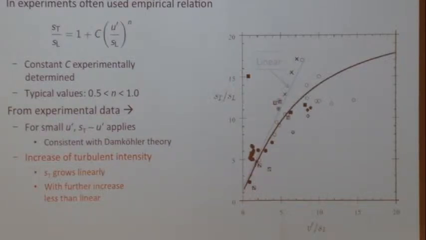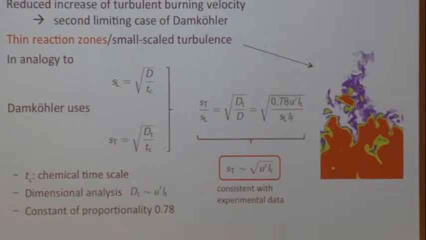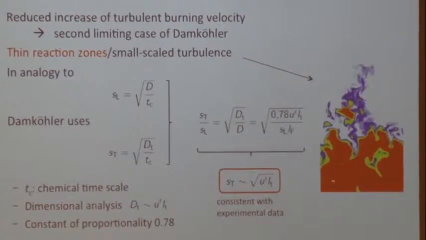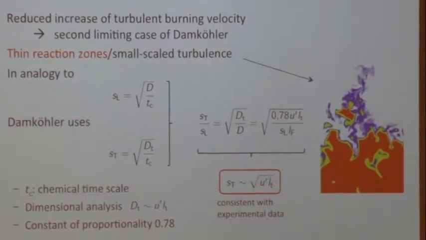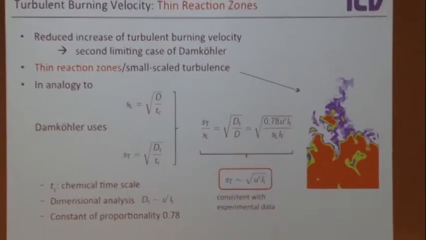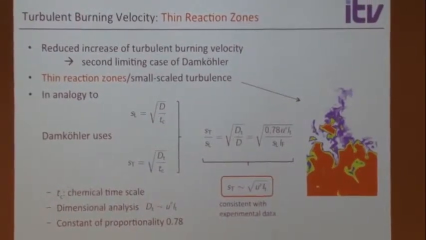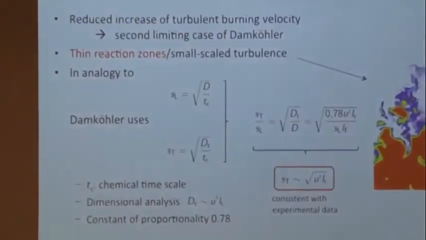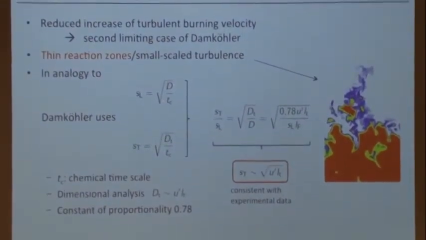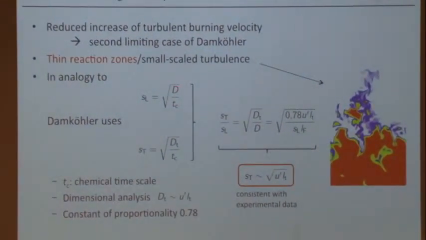Okay? So that was the corrugated flame regime, a model for the corrugated flame regime. Now, this is what Damköhler did for what he called the small-scale turbulence regime. He also realized that in that regime maybe the flame structure doesn't change. He assumed the chemical timescale doesn't change, but the transport is enhanced. And so in laminar flames, we said SL is equal to the square root of D over the chemical timescale.